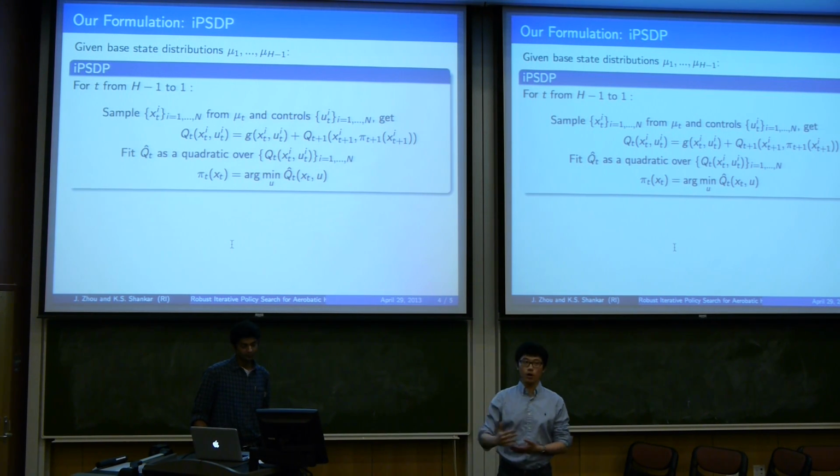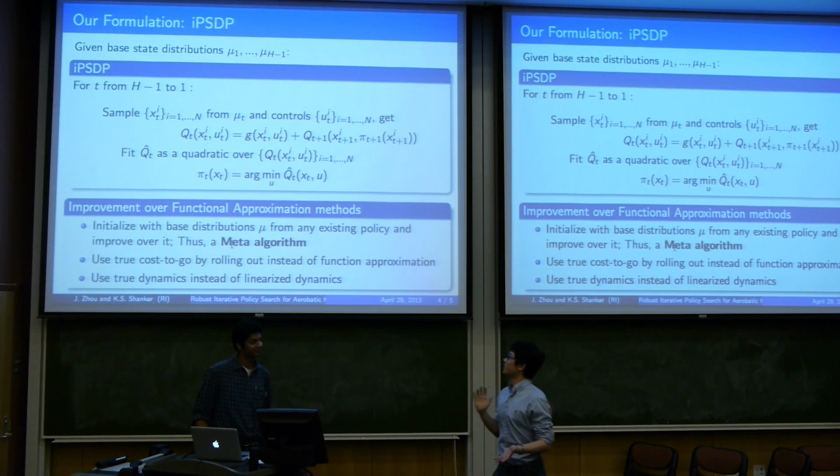And then you sum over all of the one-step costs, so you get the cost to go. Now you get a collection of costs to go, and you fit a quadratic over it, although you might fit something else, as long as you can solve this argmin fast or analytically, you'll be fine. So if you fit a quadratic, this pi t of x will be a linear policy.